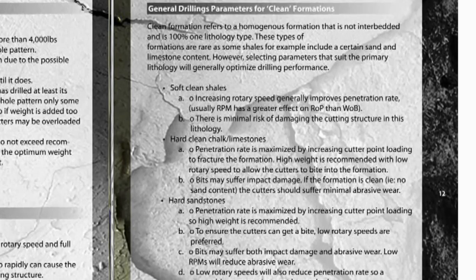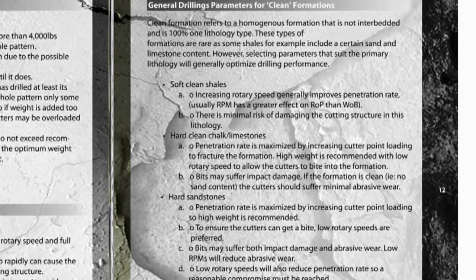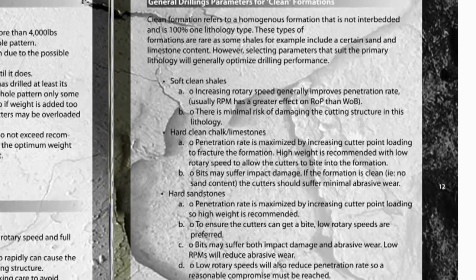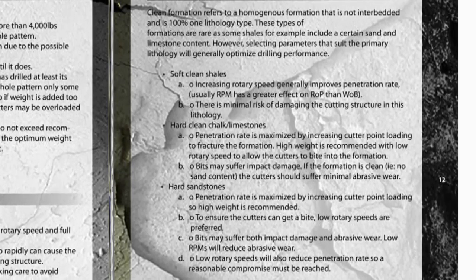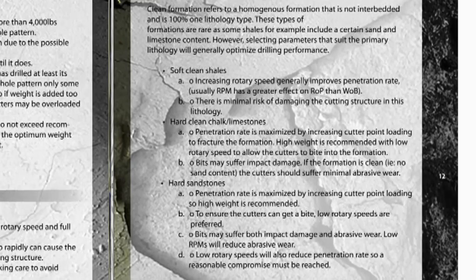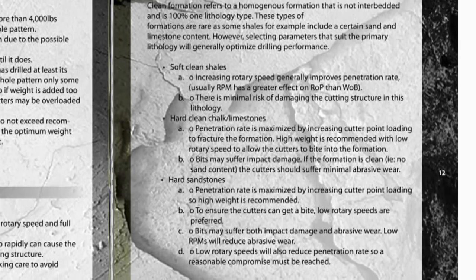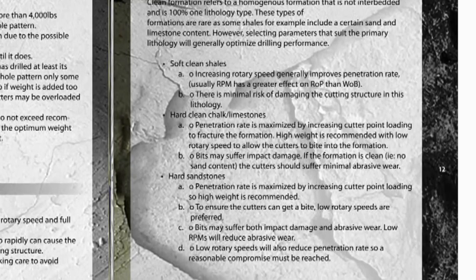Soft, clean shales. Increasing rotary speed generally improves penetration rate. Usually, RPM has a greater effect on ROP than WOB. There is minimal risk of damaging the cutting structure in this lithology.